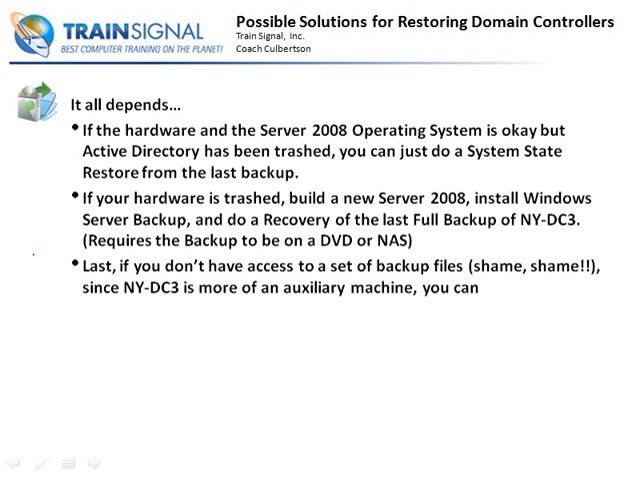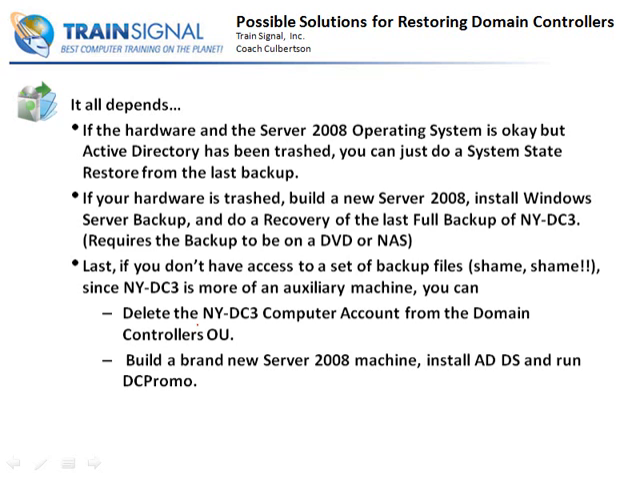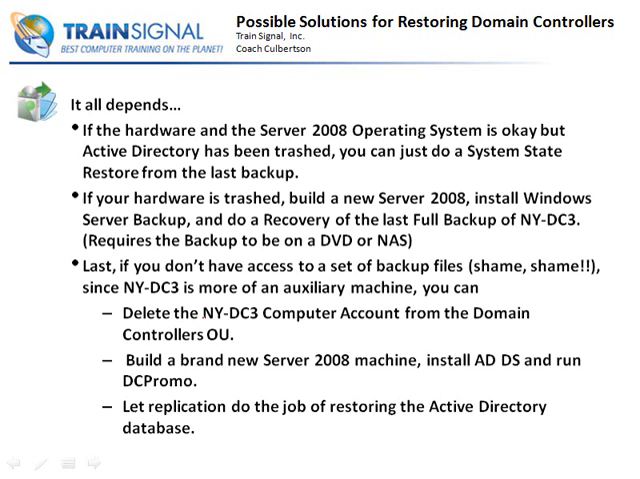Since NYDC3, or the secondary domain controller, is an auxiliary machine, in the situation of GlobalMantics, it's not that critical, because we could just delete the New York Domain Controller 3 computer account from the Domain Controllers OU. So we could do that. Then we could build a brand new Server 2008, install Active Directory Domain Services, and run DCPromo. Basically, you're just going to rebuild a brand new domain controller. Then you're going to let replication do the job of restoring your Active Directory database. And for that, what do you have to do, right?